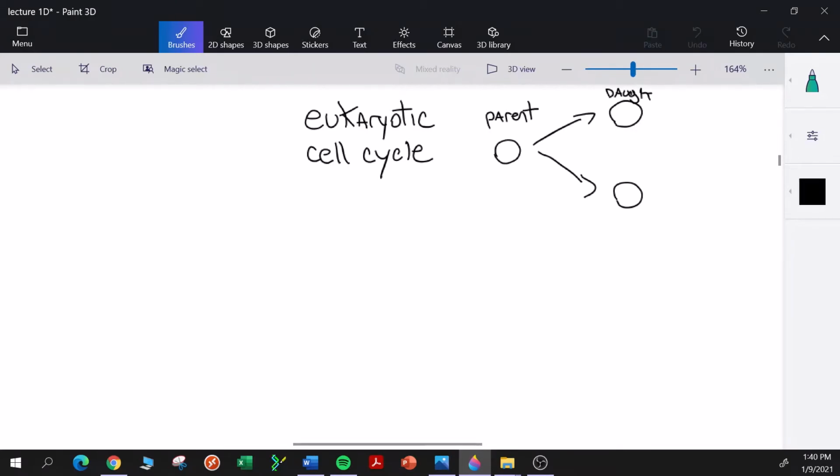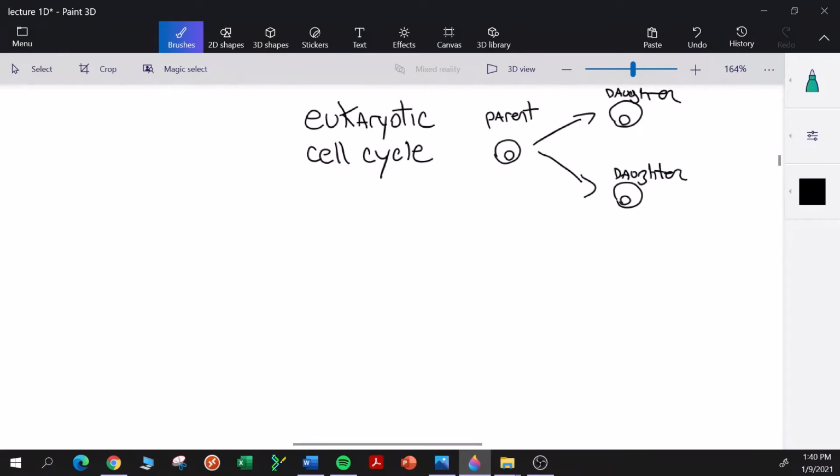I don't know why these are called daughter cells and not son cells. But sometimes they're called daughter cells. And they are genetically identical too because mitosis is part of the cell cycle. So the nuclei in these cells should be genetically identical.